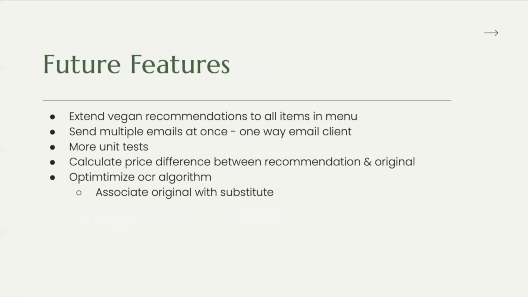And this is some of our future features, which we would have also liked to implement if we had more time, such as extending the vegan recommendations to all items versus just David's Shopify catalog, sending multiple emails at once with a one-way email client, adding more unit tests, calculating prices between the recommended and original menus, and optimizing the OCR algorithm, for example, by associating the original item with its substitute. I'll pass it on to Brandon.